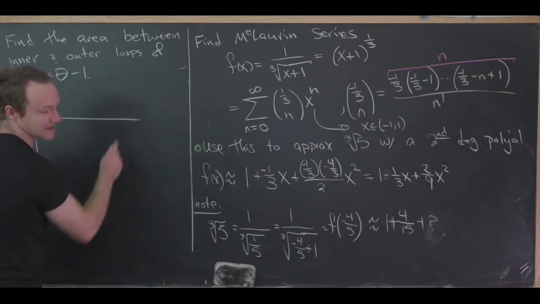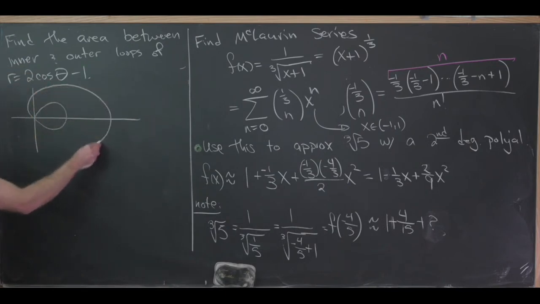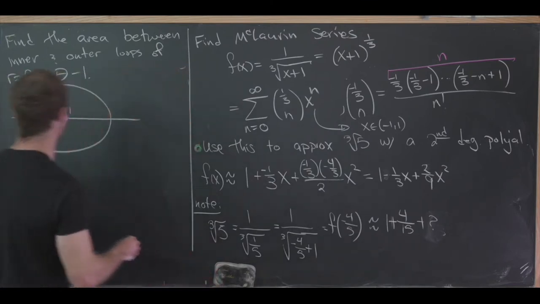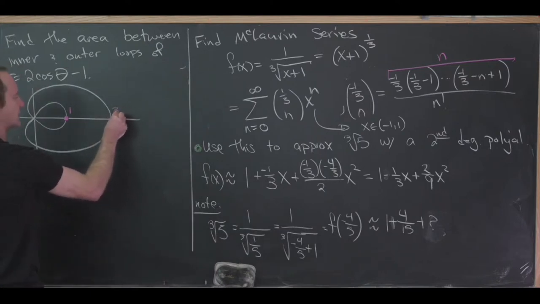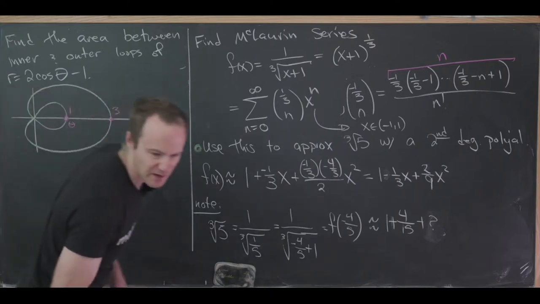So if we were to sketch this, it has this kind of nice picture here. So you have this inner loop that we hinted at, and then this outer loop like this. So this point right here, it's an r value of 1, but it's also along the x-axis at 1. And this over here is an r value of 3, and it's along the x-axis at 3. The theta value right here, we can calculate.